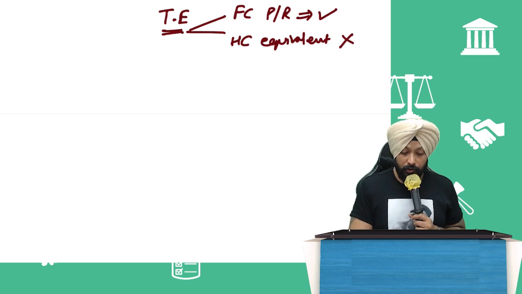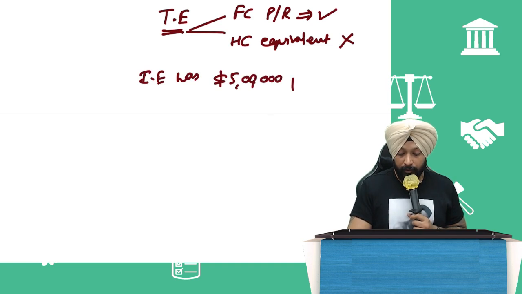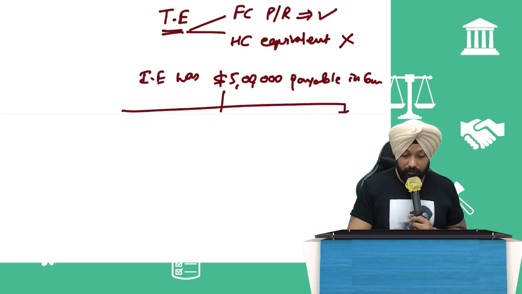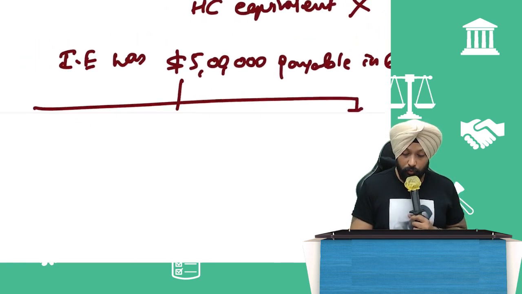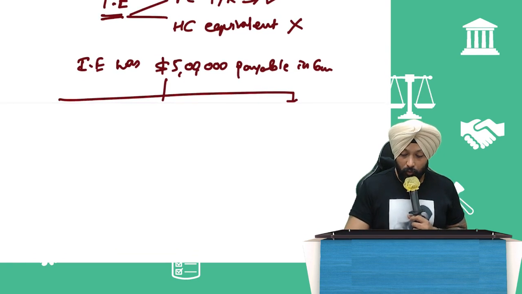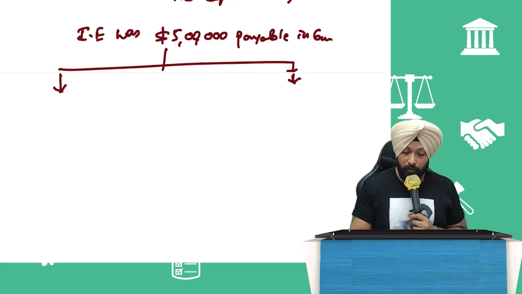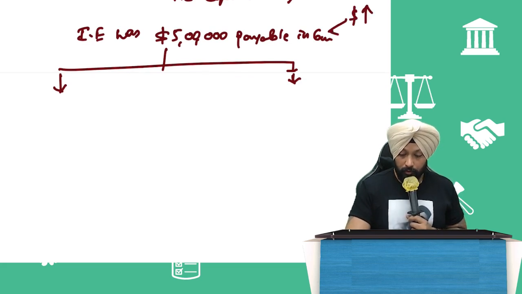Let's take a situation. An Indian entity has $5 lakh payable in 6 months. You know how to define the risk. The first thing that you do is define the risk. What is the risk for him? Dollar payable, no? So we are worried about the dollar appreciating. At the same time, we are worried about the rupee depreciating.